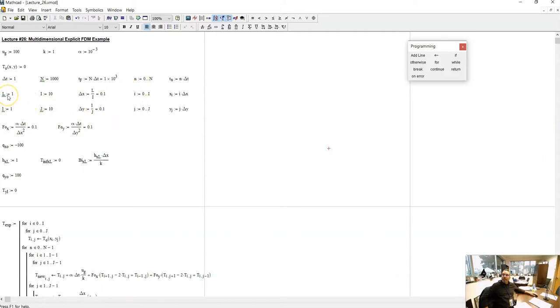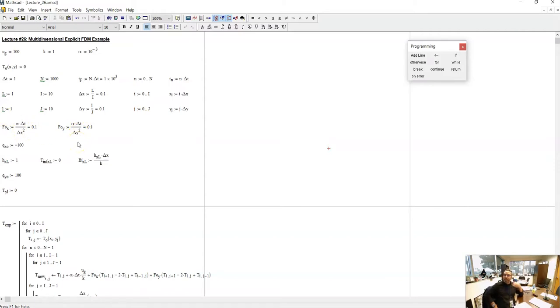Again, the length is 1 in both directions, so I'm going to discretize with 11 grid points, I equal 10 and j equal 10. So I'm going to have 11 by 11 nodes, that's 121 nodes. The resulting delta x is 0.1, the resulting delta y is 0.1, and I discretize the horizontal space from 0 to I, and the vertical space from 0 to j. Again, the resulting Fourier numbers in the x and the y direction will be 0.1, so this technically will result in a stable scheme.